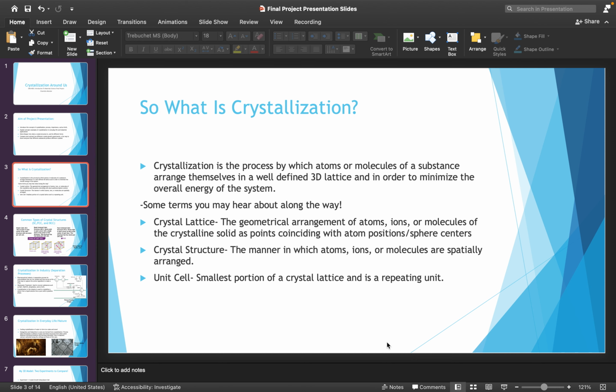So what is crystallization? Crystallization is the process by which atoms or molecules of a substance arrange themselves in a well-defined 3D lattice in order to minimize the overall energy of a system. There are some terms that you will hear along the way. The crystal lattice is the geometrical arrangement of atoms, ions, or molecules of the crystalline solid as points coinciding with an atom's positions or sphere centers. The crystal structure is the manner in which atoms, ions, or molecules are spatially arranged. The unit cell is the smallest portion of a crystal lattice and is a repeating unit.